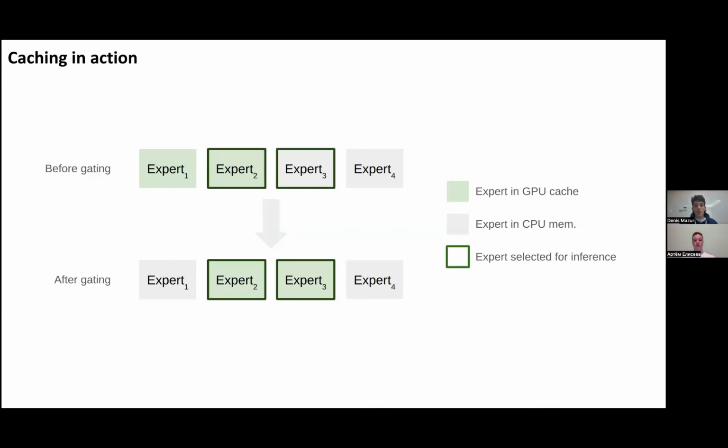So here's caching in action, basically. Before we apply the gating layer to the input, we have the first and the second expert in GPU memory. The gating layer selects the second and the third experts, and they are unloaded onto GPU, and you do your inference. Great, but that's still a bit suboptimal.